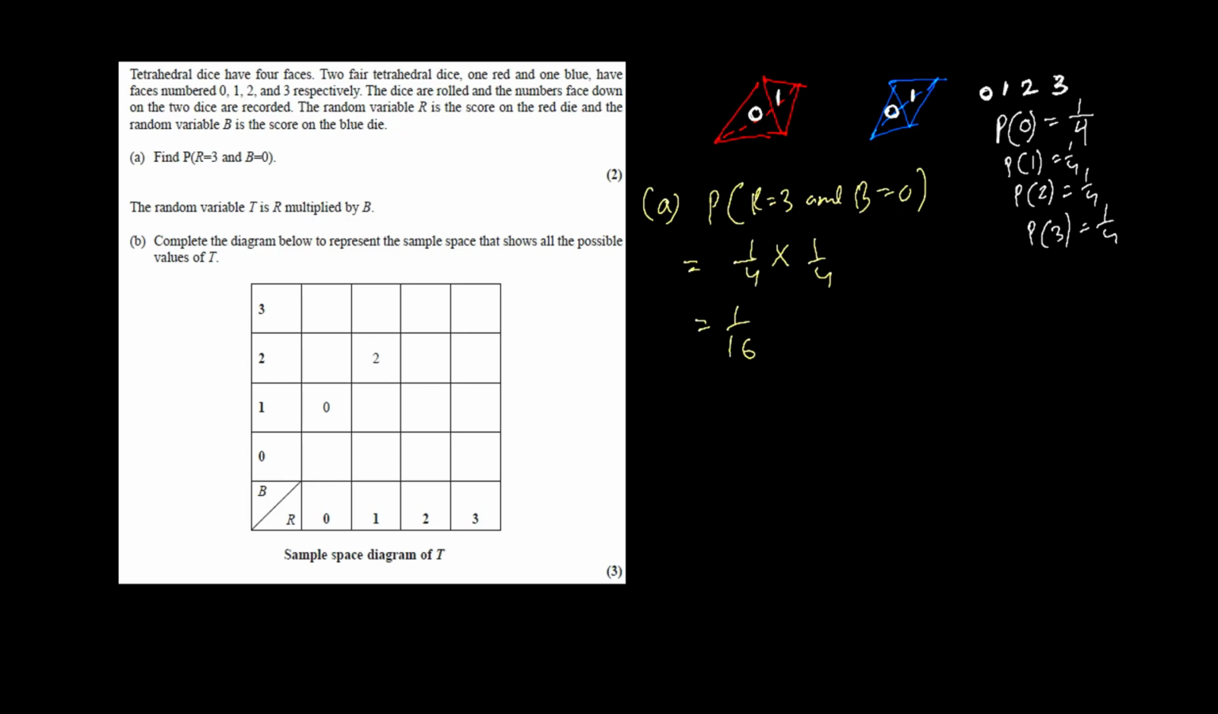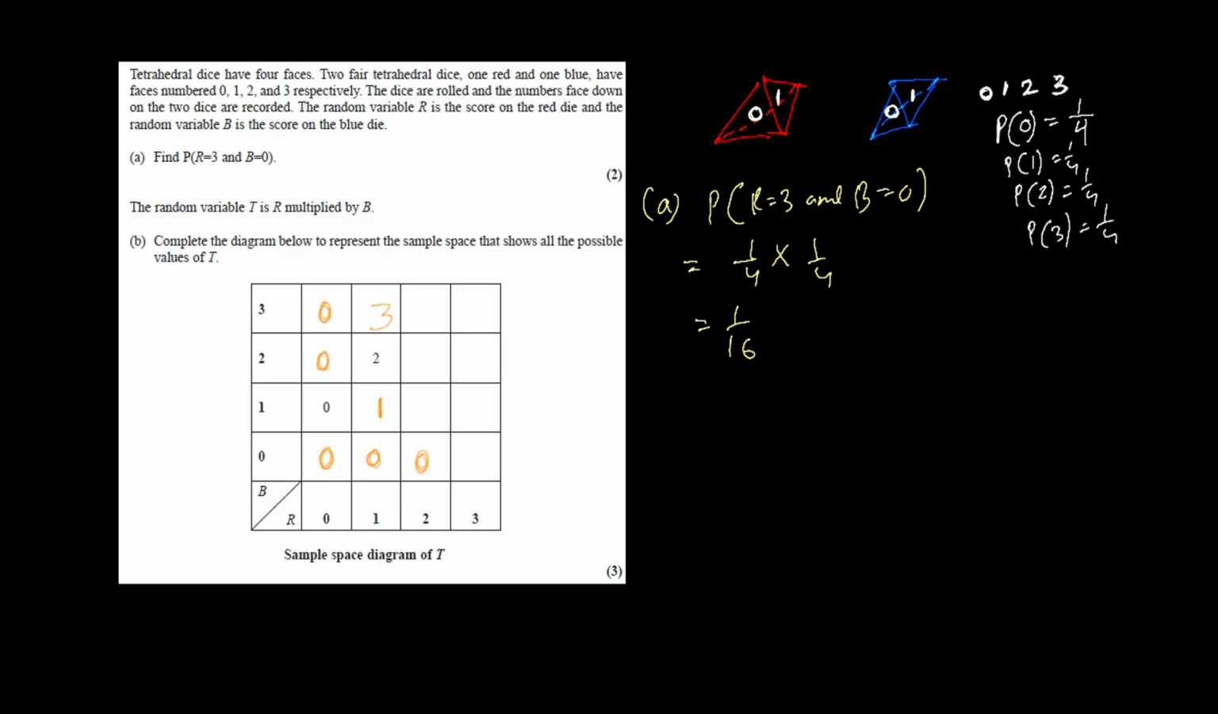For B, you have to complete the table. They're saying that the random variable T is R multiplied by B. So all we have to do here is multiply. This one, 0 into 0 is 0. This one, 2 into 0 is 0. This one, blue is 3 and red is 0, so 0 into 3 is 0. This one, 1 into 0 is 0. This one, 1 into 1 is 1. So you're just multiplying the score. Then 1 into 3 is 3.